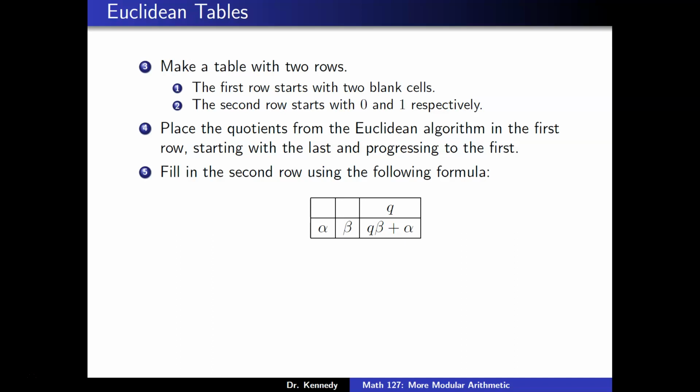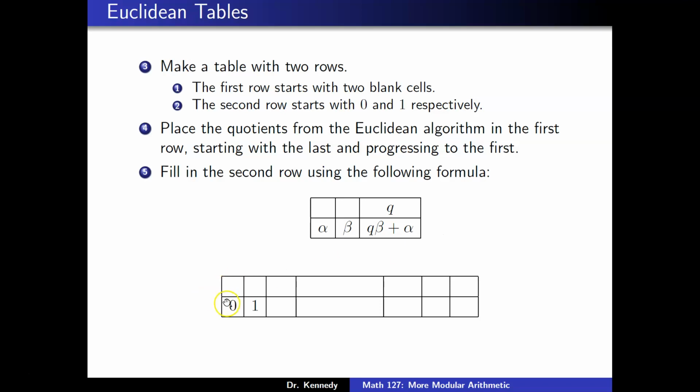Okay, to make a Euclidean table, we make a table with two rows. The first two entries of the first row are always blank, and then the second row always starts with a 0 and a 1. And then we take the quotients from the Euclidean algorithm and we put them in the first row, starting with the last and progressing to the first. And then to fill in the second row, given a quotient value, we multiply it by the preceding cell in the second row and add the one before that. We go through and we complete the table in that fashion.